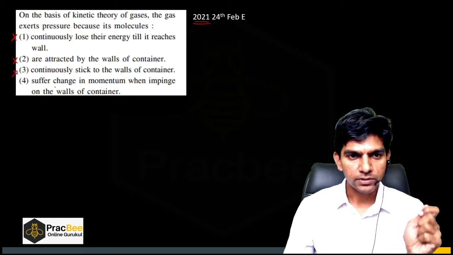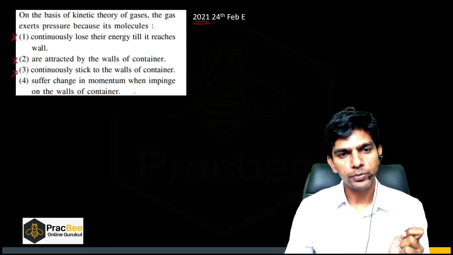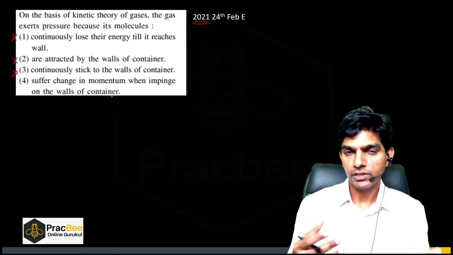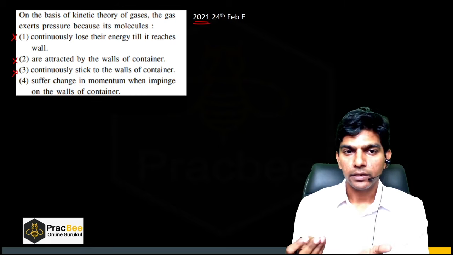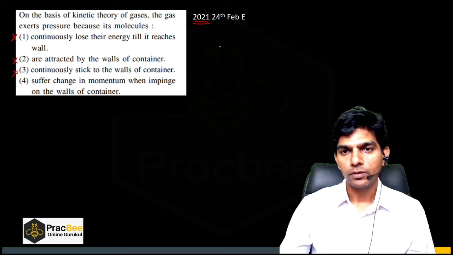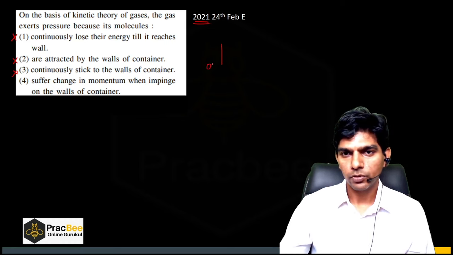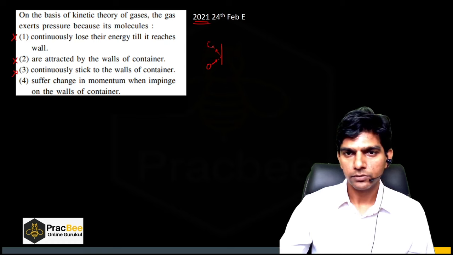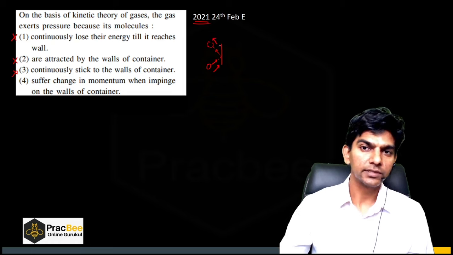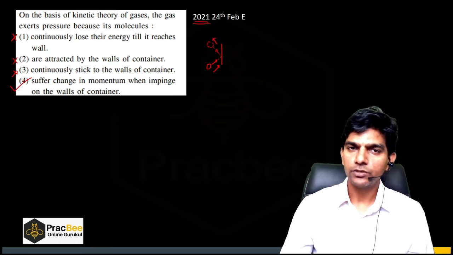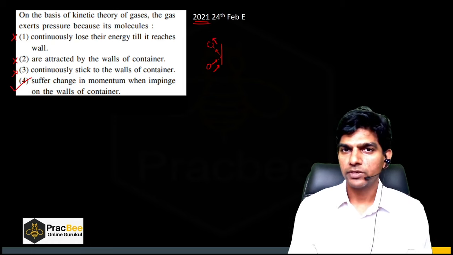Now the fourth option, suffers change in momentum when impinging on the walls of the container. Obviously, when the molecule collides elastically with the wall, there will be a change in momentum of the molecule. If this is the wall and this is the molecule, it is coming like this, it will go in this direction like this. So there is a change in momentum. Earlier it was in this direction, now the momentum is in this direction. So it is a pretty easy question. So option 4 is the right answer.